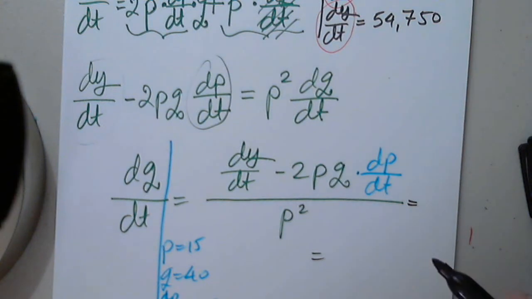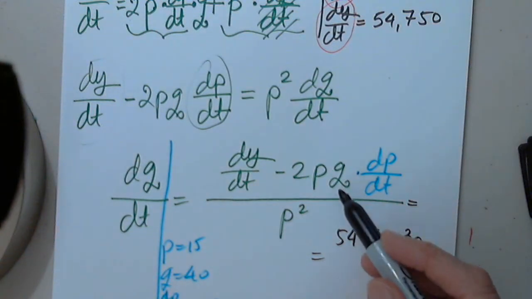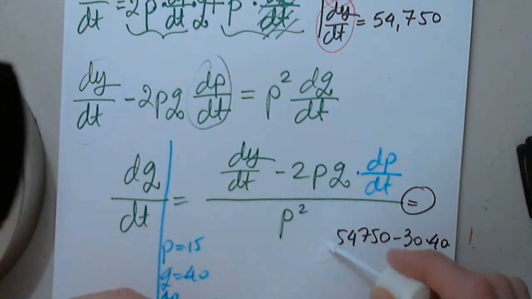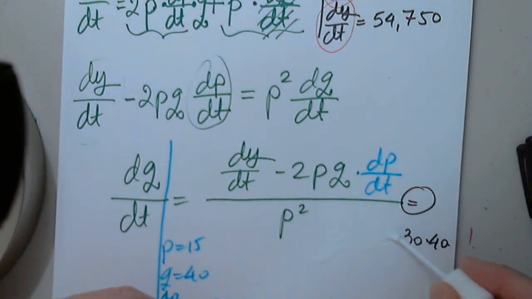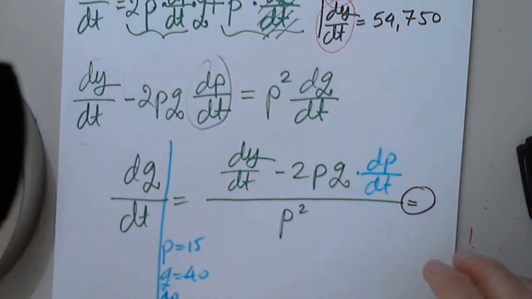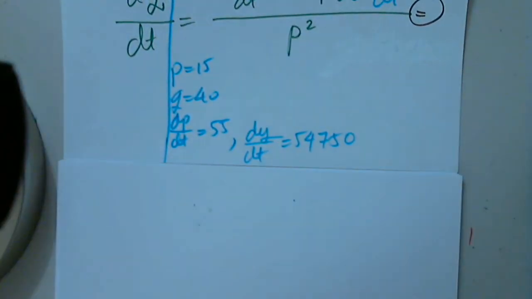No, it was just a silly mistake on my part. My apologies. Thank you. So dy over dt, 54,750 minus 2 times p, 30, times q, 40, times 55. Of course, I don't have enough room here, so let me, I don't even know why I even tried to put it there. No sense. Thank goodness for whiteout. What will I do without it? I got new bottles. Okay, so sorry about that.